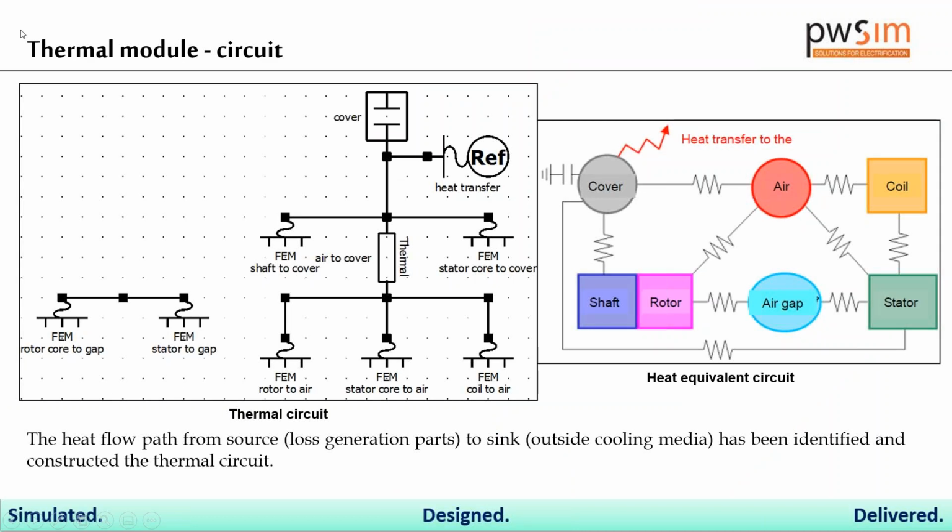Like I told you, this is a thermal circuit that was generated for the permanent magnet application. If you see the thermal circuit, you can see how the heat is being transferred from the shaft into the rotor. Then there is an air gap between the rotor and the stator, and in the stator there are coils, and between the coil and the cover there is air. So the flow of the heat to the atmosphere, that is what is meant by this thermal circuit and how you model it.